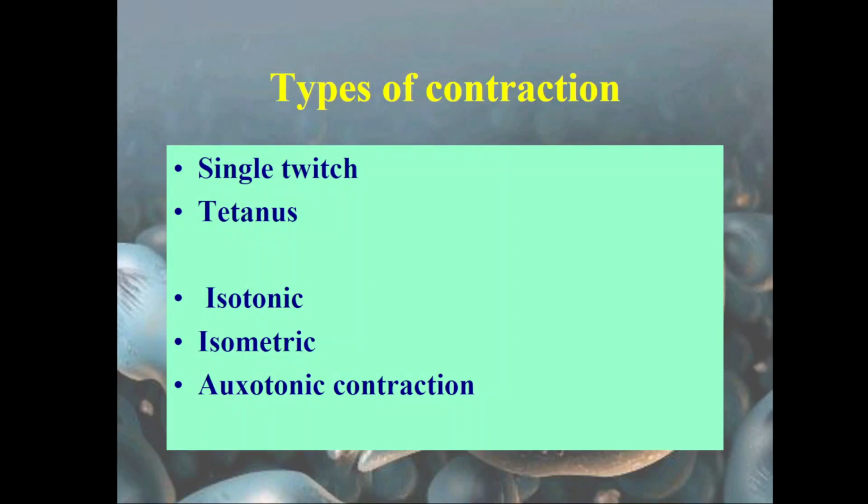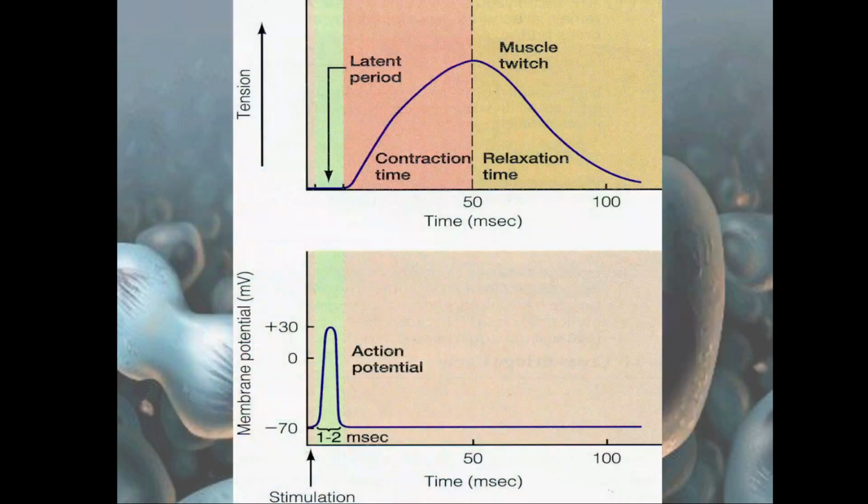Types of muscular contraction are subdivided into single twitch, or single contraction, and tetanic contraction. And there is also one more classification: isotonic, isometric, and auxotonic contraction. Look, an individual stimulus causes a single contraction or single twitch.